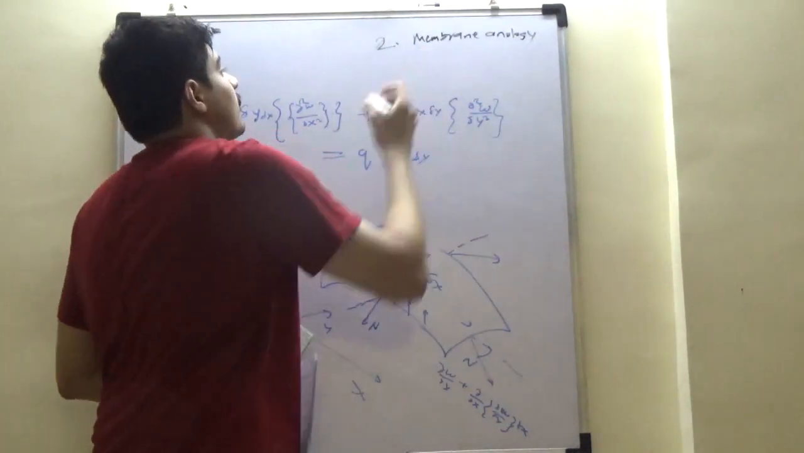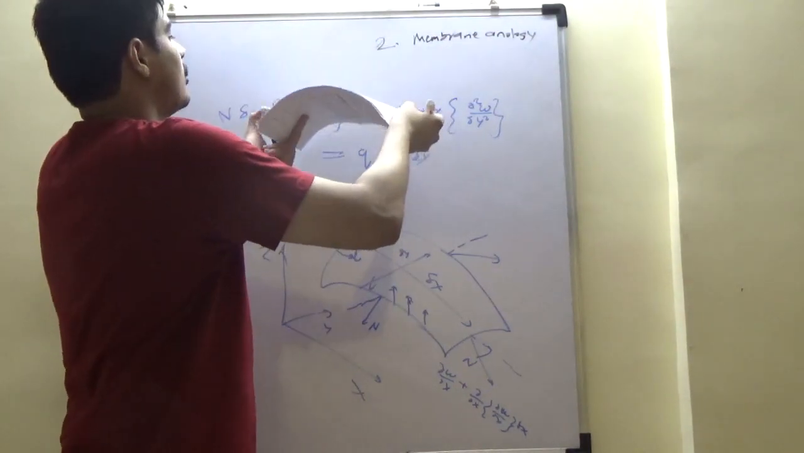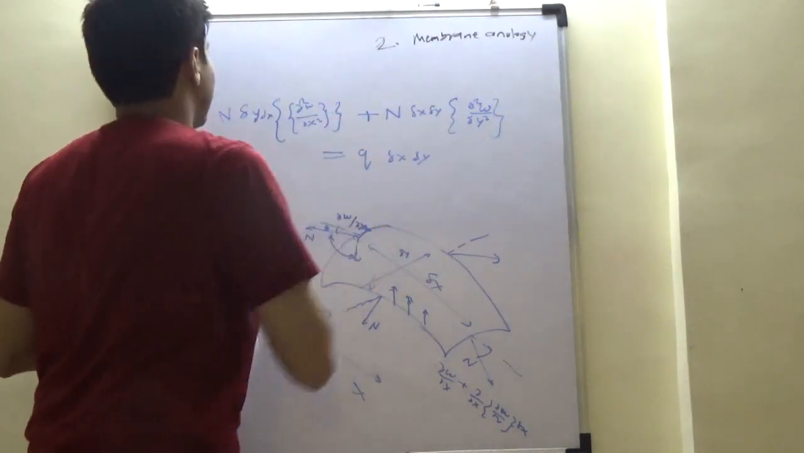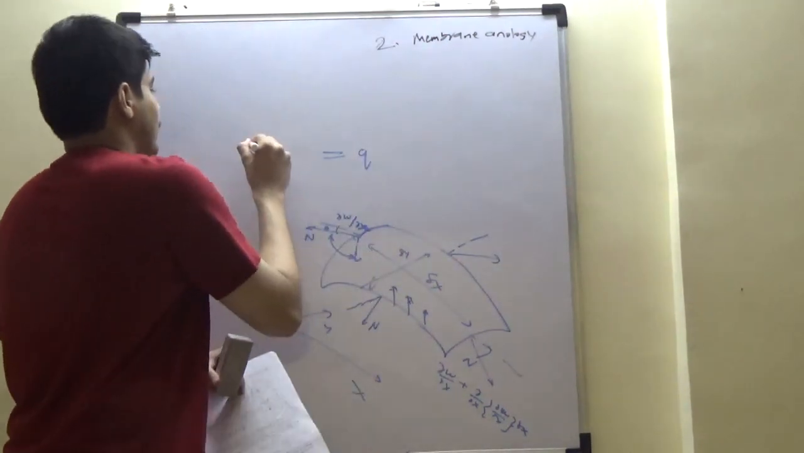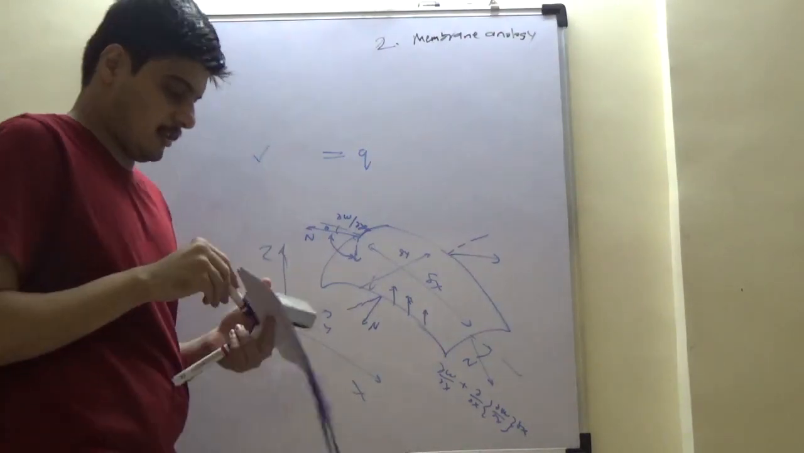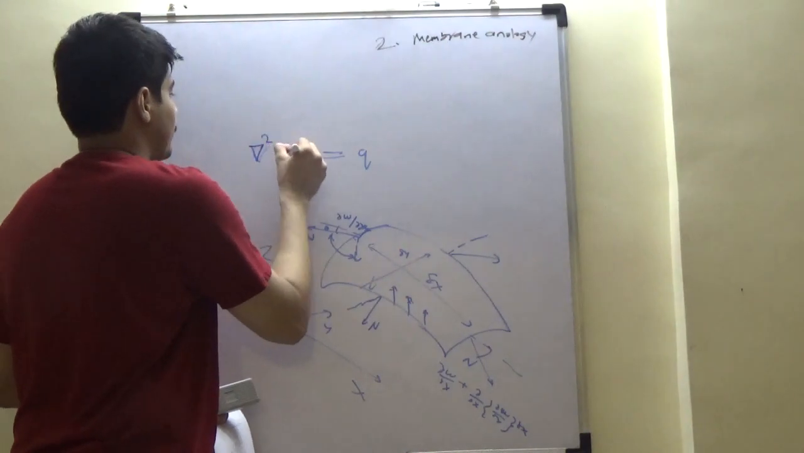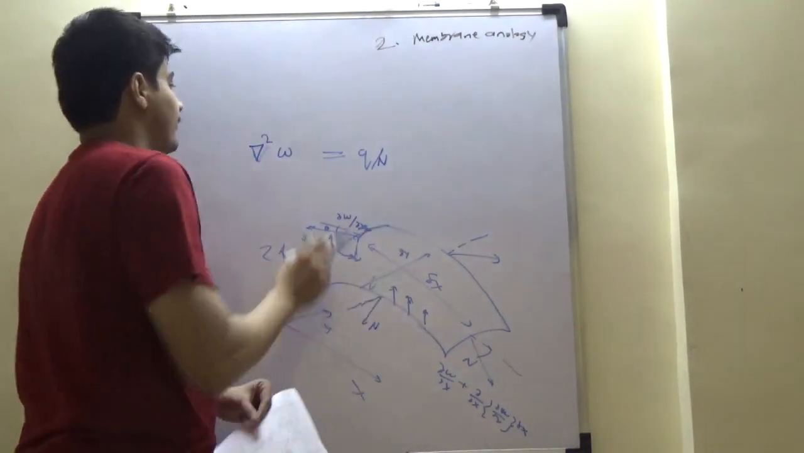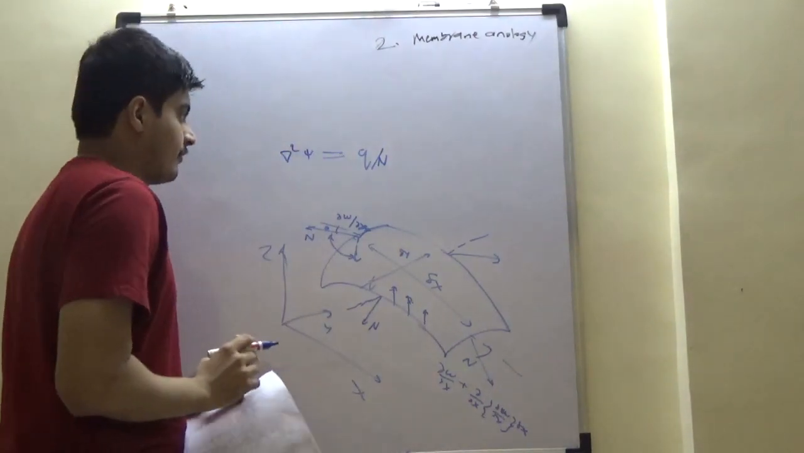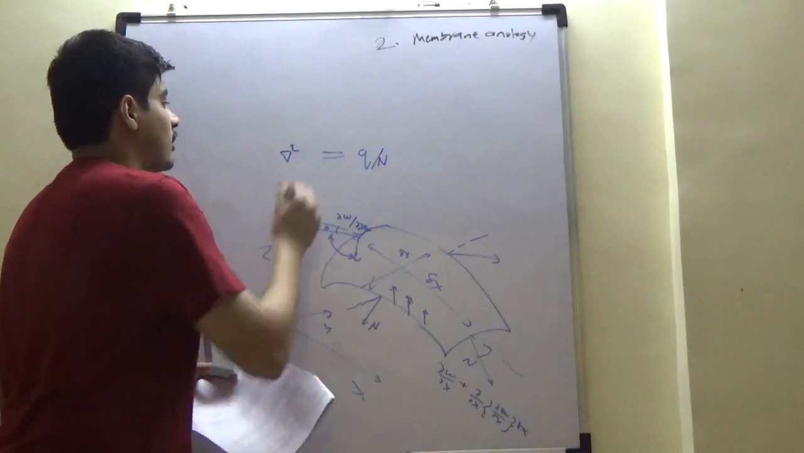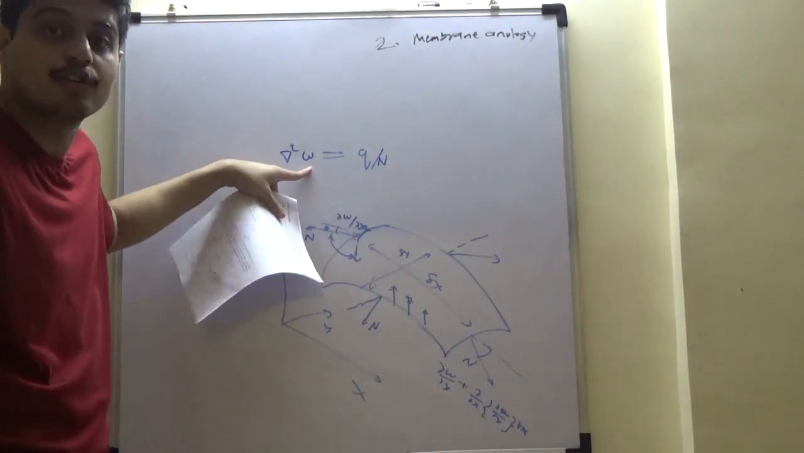And this was the powerful analogy of Prandtl, when he said, imagine a membrane which is uniformly loaded, the distribution is such that del square W is equal to Q by N, which is the membrane answer, right? And this looks extremely analogous to my Saint-Venant displacement warping function.